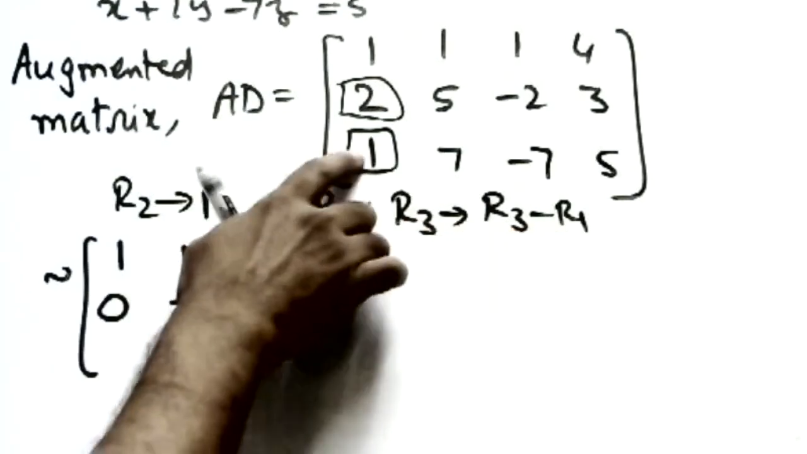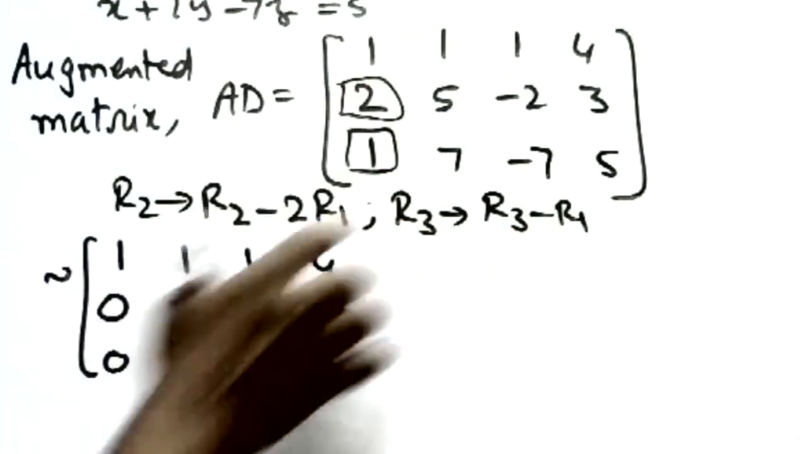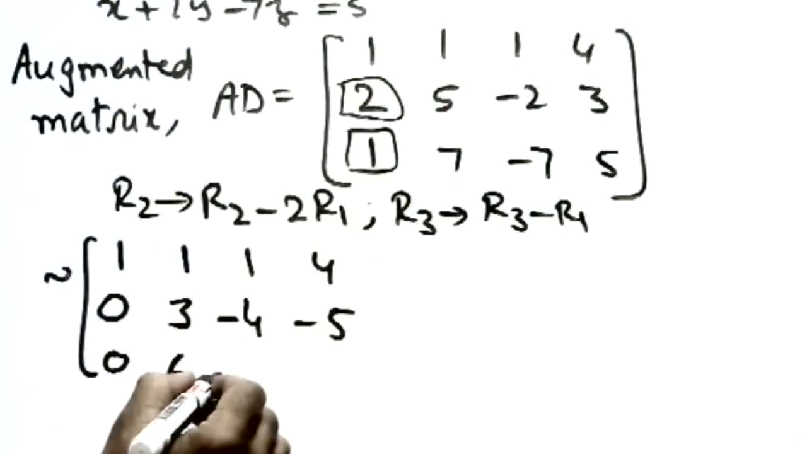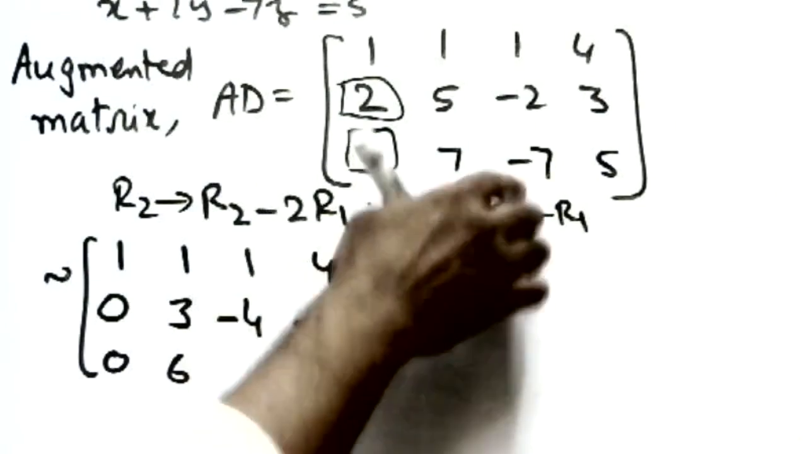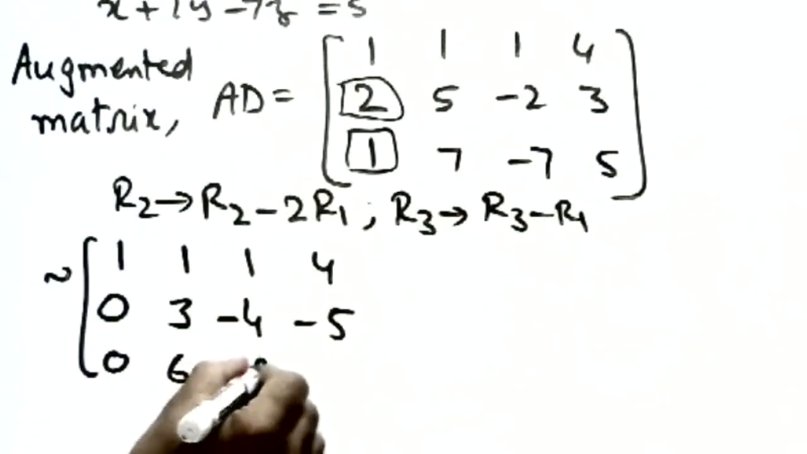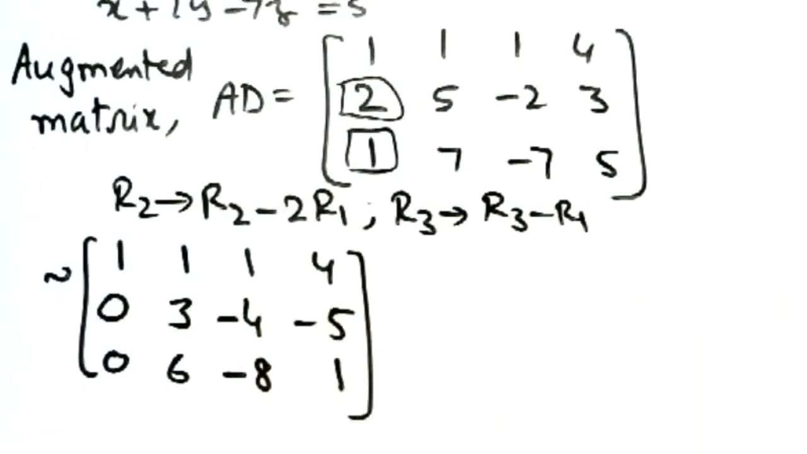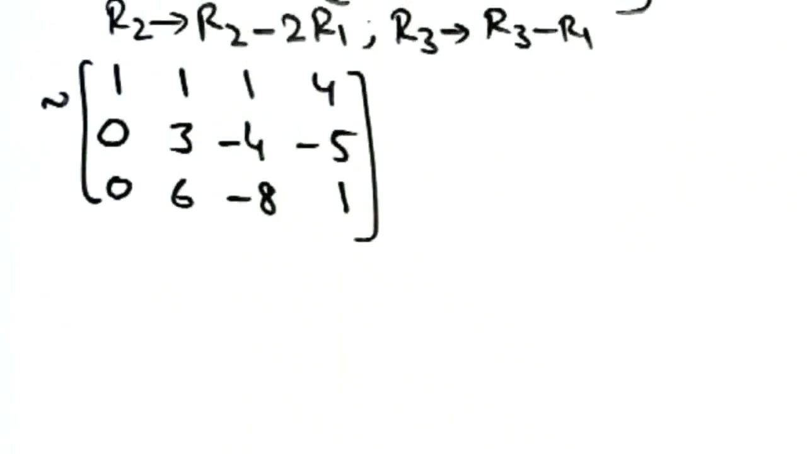Now let me go here. Now this is very easy. R3 minus R1: 1 minus 1 is 0, 7 minus 1 is 6, minus 7 minus 1 is minus 8, 5 minus 4 is 1. So we got the first step.